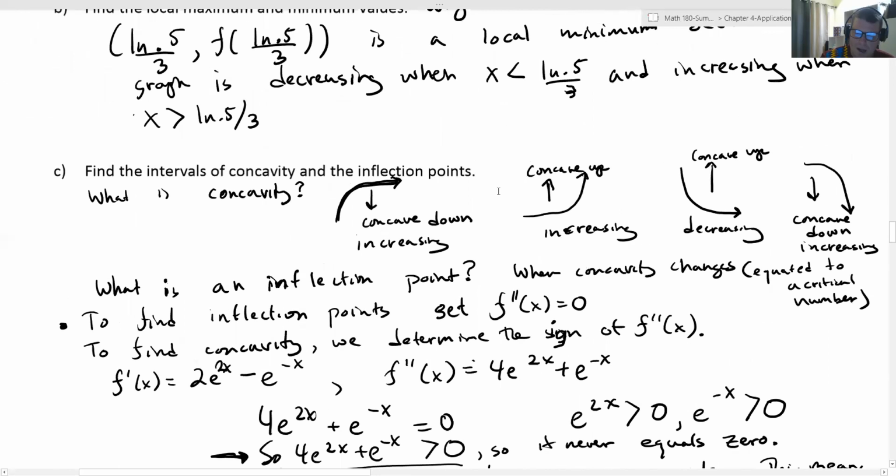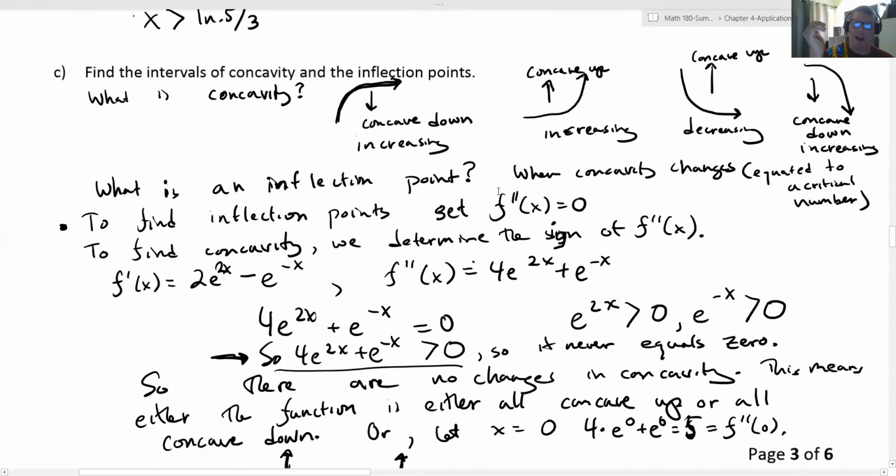Now for concavity, concavity is the shape of the graph or the shape of our function. It's either concave up or concave down. It's concave down when f double prime of x is negative, and it's concave up when f double prime of x is positive. And an inflection point is when the concavity changes. So to determine the concavity, we're going to find all the inflection points and then test around those inflection points.